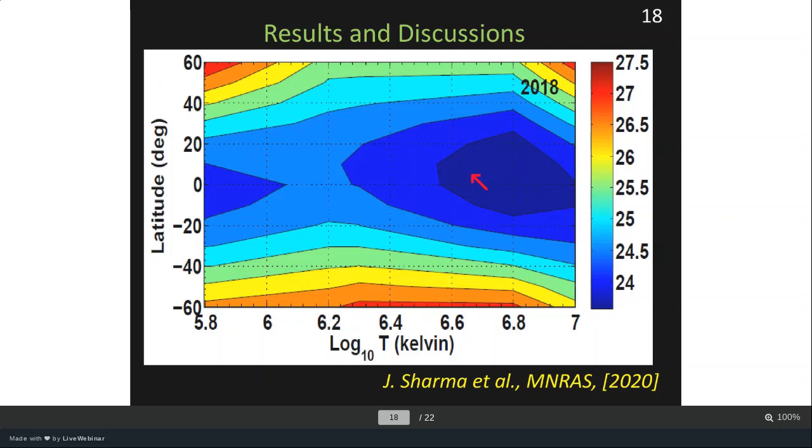Here we can see that along the vertical axis, the rotational profile is differential. That means the equatorial region has a lower sidereal rotation period, and as we go from the equator to higher poles, the sidereal rotation period increases gradually in both directions. But along the horizontal axis, the trend in rotation period is complex from 10 to the power 5.8 to 10 to the power 7 Kelvin.